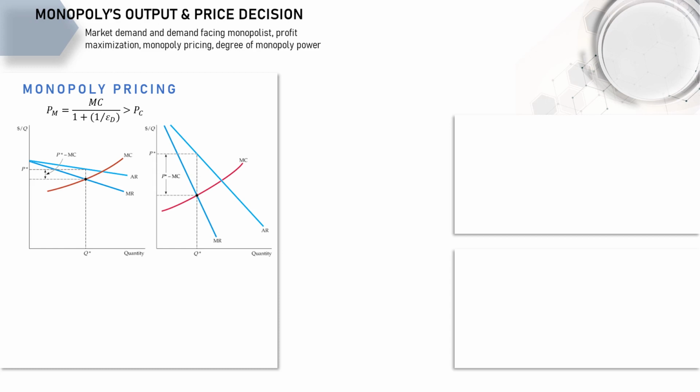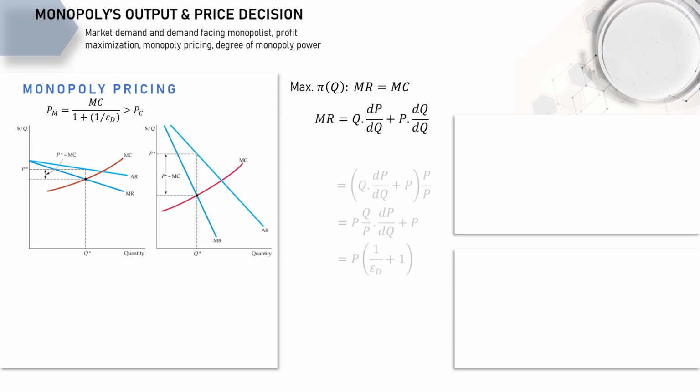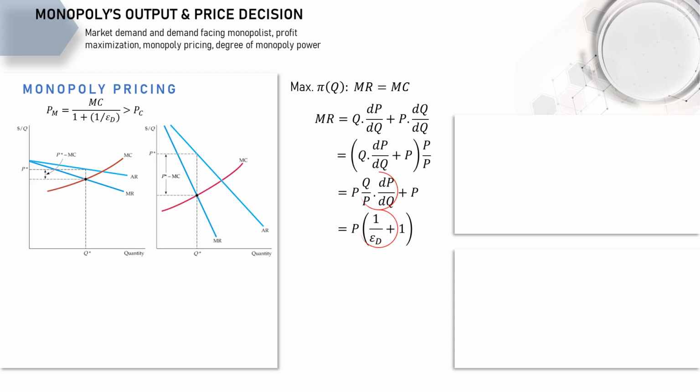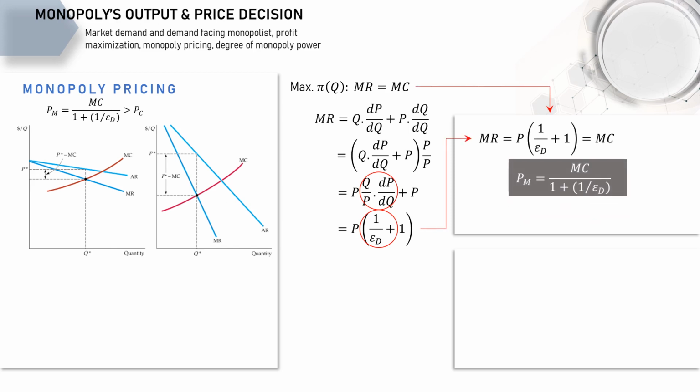For monopolies, let's return to this optimal condition. Remember again how we derive marginal revenue here. With some modification, we get this, and this expression is 1 per elasticity of demand. So finally, we get this and this. Monopoly price is expressed like this, and since price elasticity of demand is always negative, the denominator will be between 0 and 1. Then monopoly price must be bigger than marginal cost, not equal like in the competitive market case.